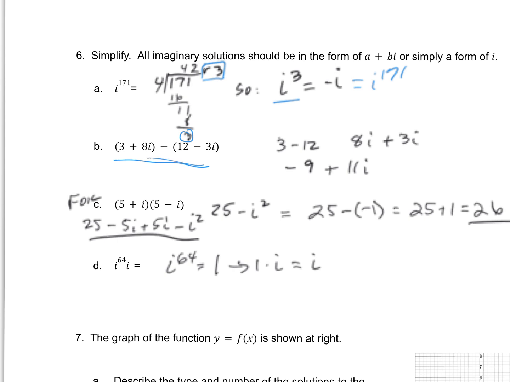We're just combining here. 3 minus 12, we combine the like terms, that's negative 9. 8i plus 3i is 11i. Remember, 8i, that's minus a negative 3i, so that becomes plus, okay, over here.